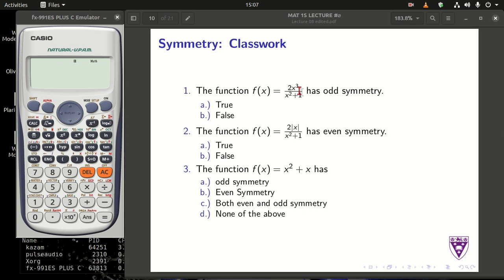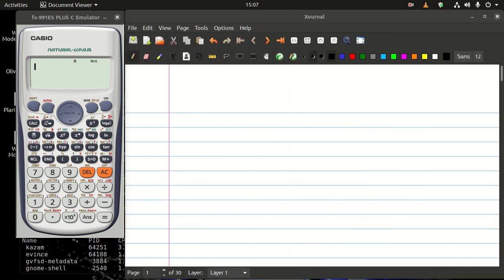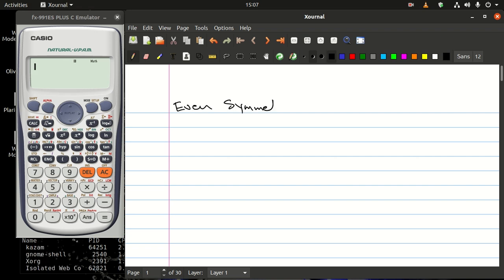So for now, I want us to solve these problems and see what we are going to get out of this, or the solutions of these 3 problems. The first thing we talked about was even symmetry. And just a quick summary of this.